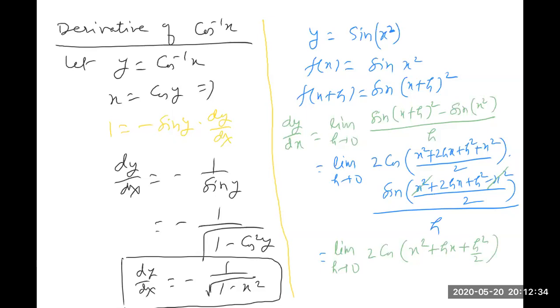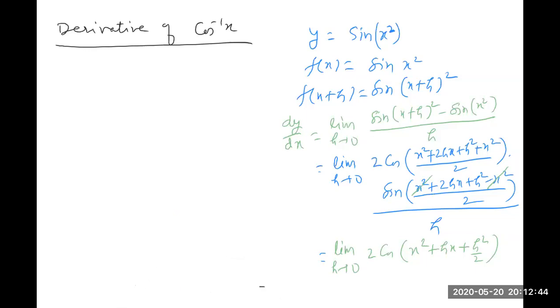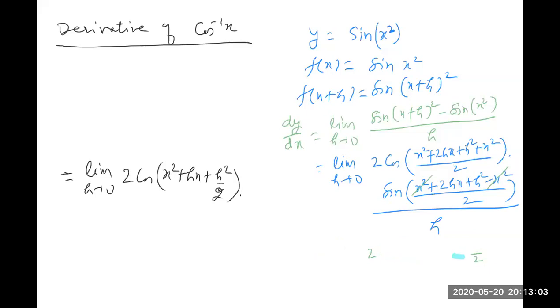I will need some more space, so I'm creating it here, because this will be a long problem. So this step I'm writing here again. So this is equal to limit h tends to 0, 2 cos of x square plus hx plus h square upon 2, as it is I've written here, into sine. What is left in the sine? Into sine of hx plus h square upon 2.